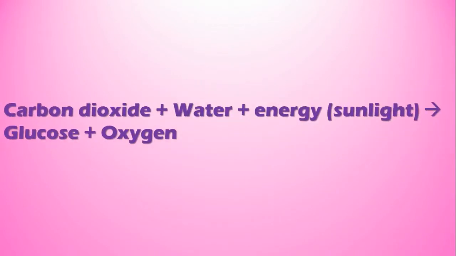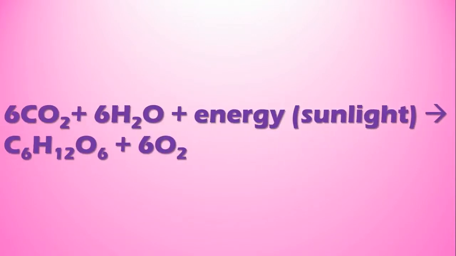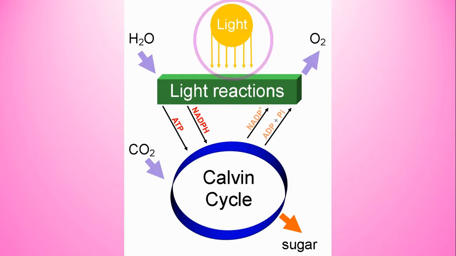Carbon dioxide, water, and sunlight mix to give us sugar and oxygen. 6CO2 plus 6H2O, with sunlight, will produce C6H12O6 and 6O2, which the body can then use. The first reaction of photosynthesis is light dependent.